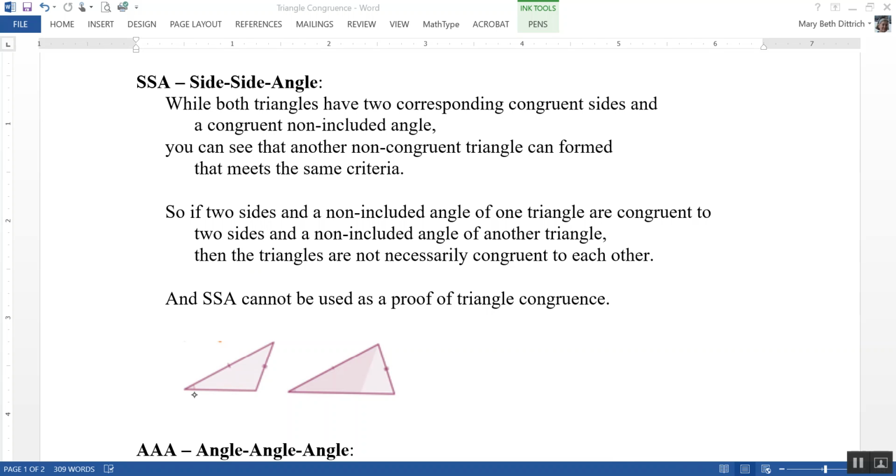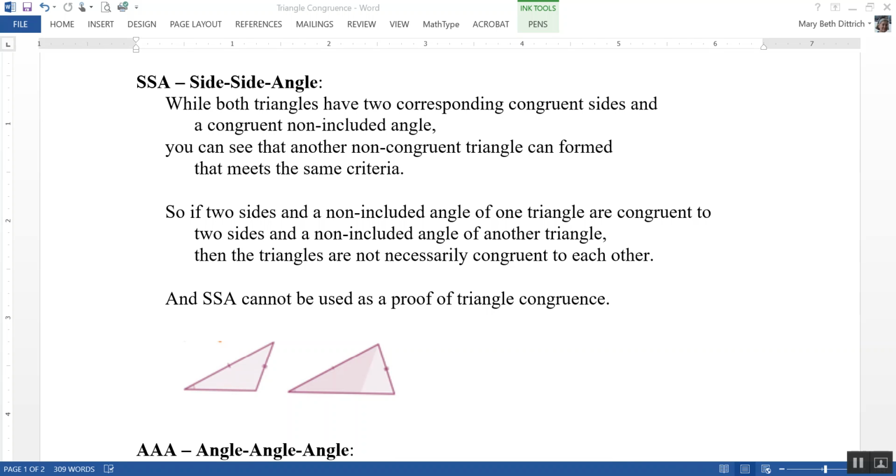It's a little hard to see in the picture here, but this angle is congruent to this angle. This side is congruent to this side, and this side is actually the same length as this side, but you could also swing that side out over here. It stays the same length, but it creates a triangle that is not congruent to the first one.